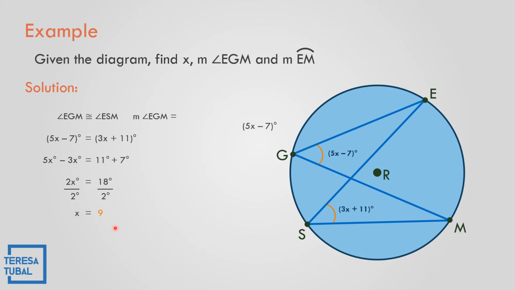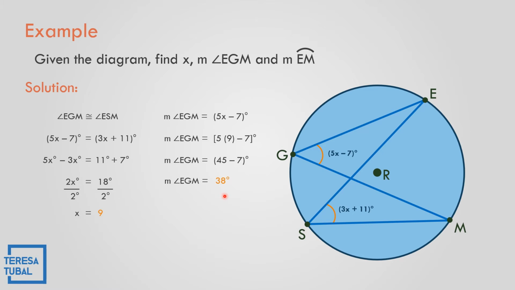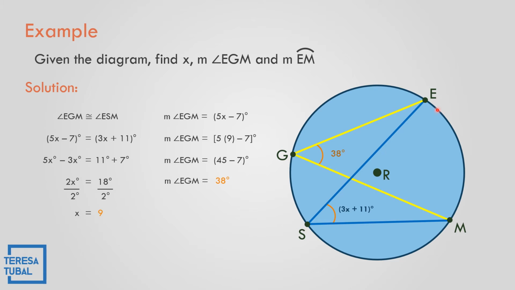Afterwards, let us replace x with 9 in the measure of angle EGM, that is equal to the quantity 5x minus 7 degrees. So that becomes 5 times 9 minus 7. 5 times 9 is equal to 45, minus 7. 45 minus 7, the answer is equal to 38 degrees. So angle EGM is equal to 38 degrees. So the measure of angle ESM is also equal to 38 degrees.